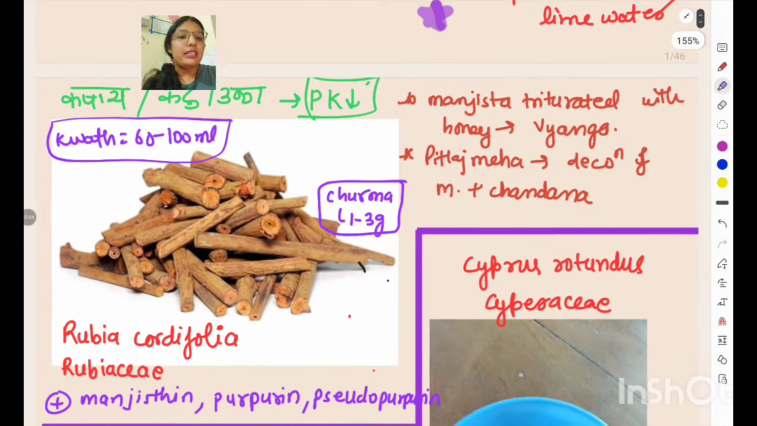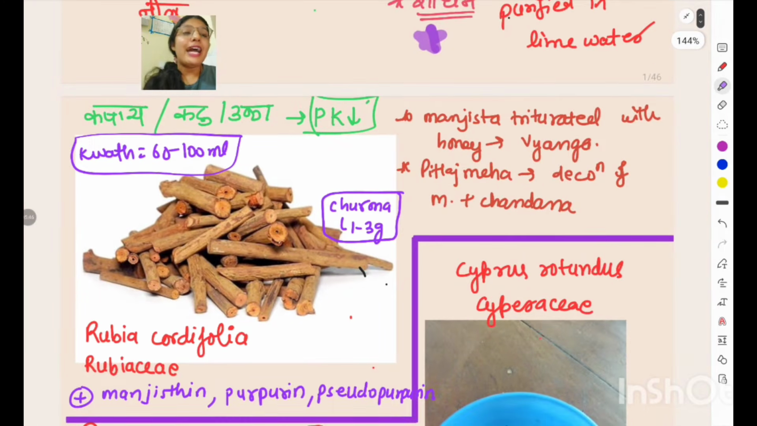Next plant is Manjishta, and you know how you can identify Manjishta: whenever you see the root of Manjishta, there will be a circular canal in the roots. Okay, so this is a characteristic feature you can easily identify, and sometimes it's a brownish reddish color also.